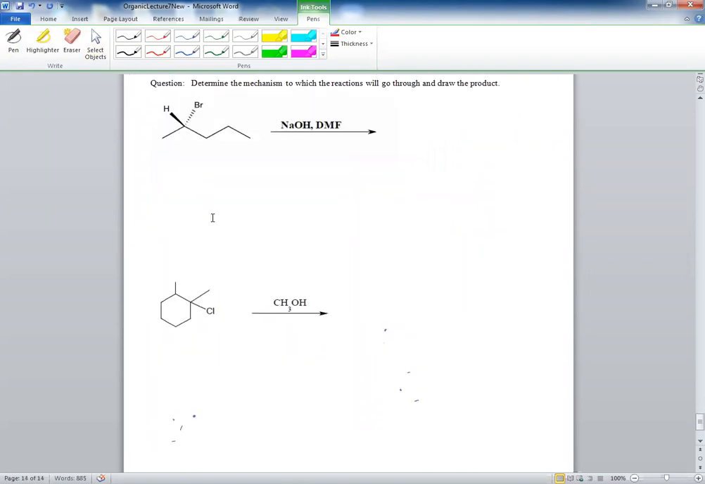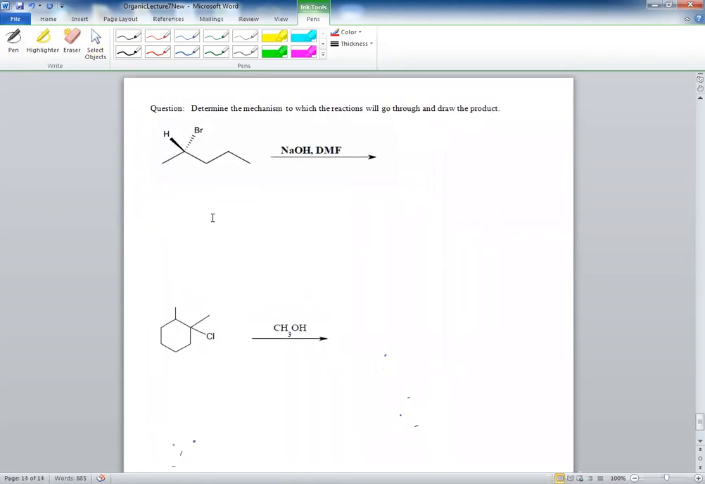but you will most likely get questions like these as well, where they will say, okay, determine the mechanism through which the reaction will go and then draw the product. You may also be asked to draw the mechanism. So we'll do both. In this reaction, you need to apply what you learned to draw the product and determine what mechanism it's going to go through. So this is how you would start.